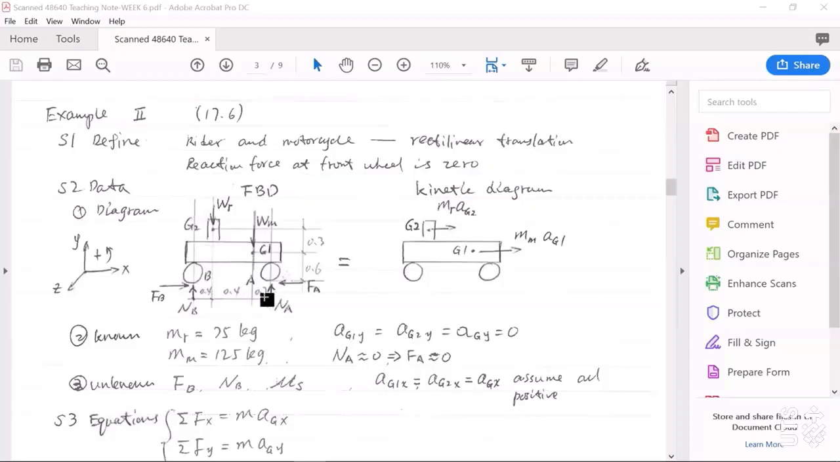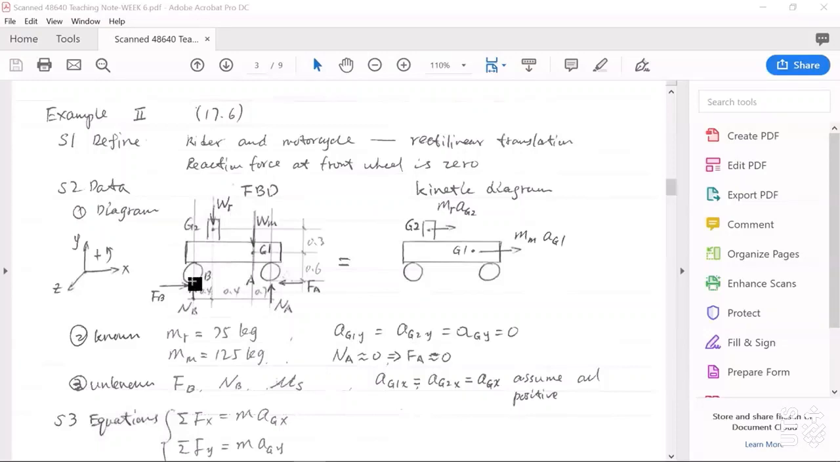Okay, in this free body diagram, at G1, the mass center point of the motorcycle, we have weight force Wm. Wm means the weight force of the motorcycle. At point G2, the mass center point of the rider, we have Wr, and Wr means the weight force of the rider.